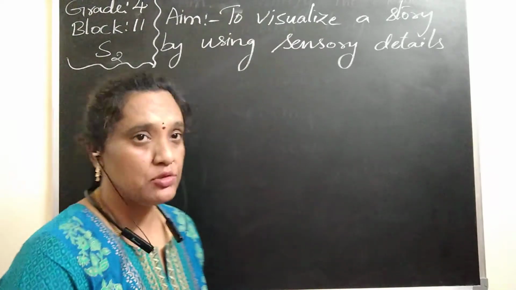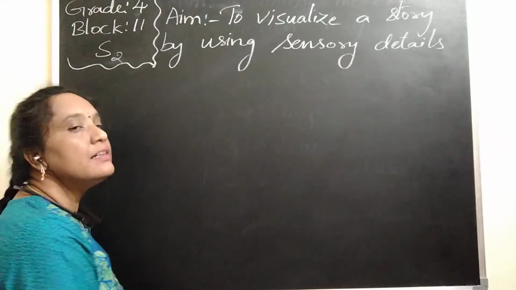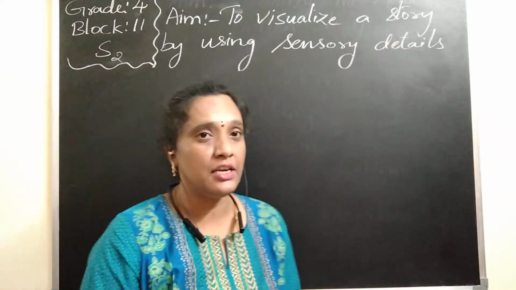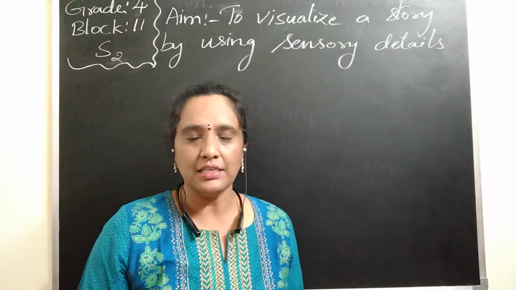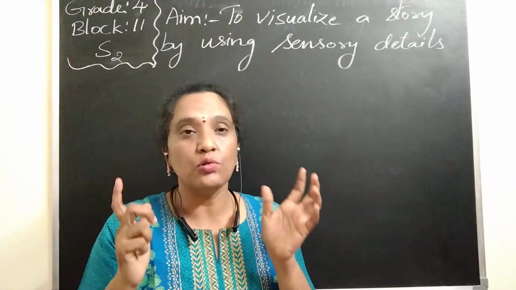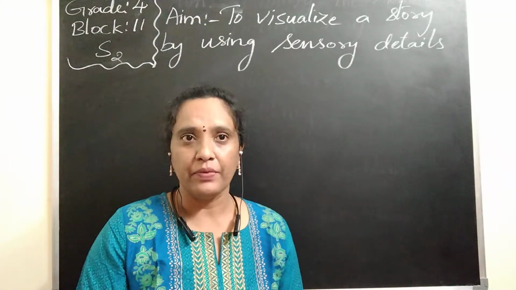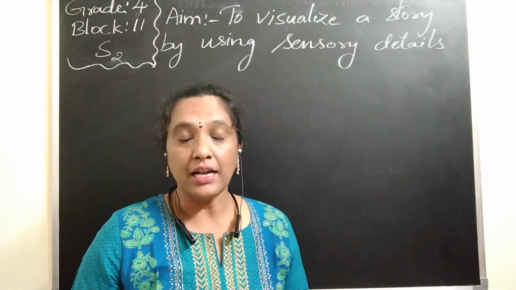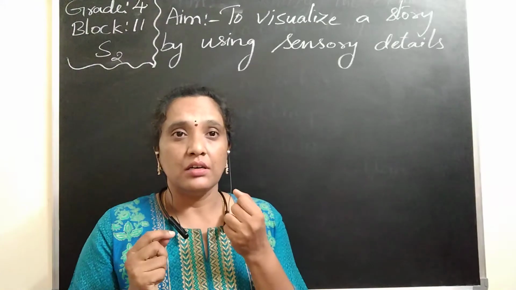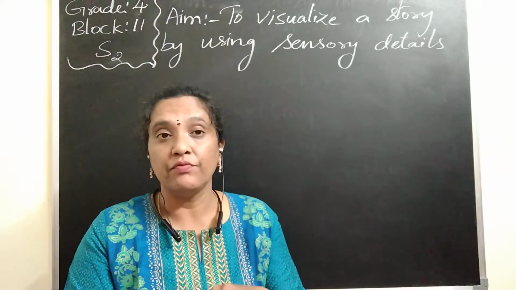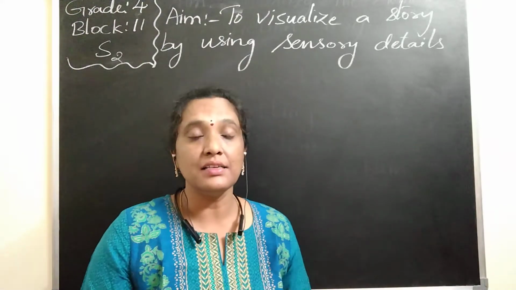So what is our aim today? Today our aim is to visualize a story by using sensory details. What is meant by visualizing? It means even if we close our eyes, we want to know something about what is happening around us. How can it happen? When we close our eyes, we can sense them through our ears, even through the nose, through some feelings which we can observe on our skin. So like this, the senses.